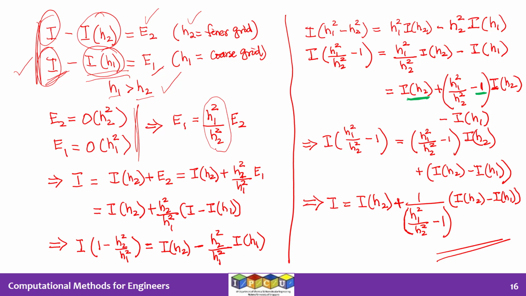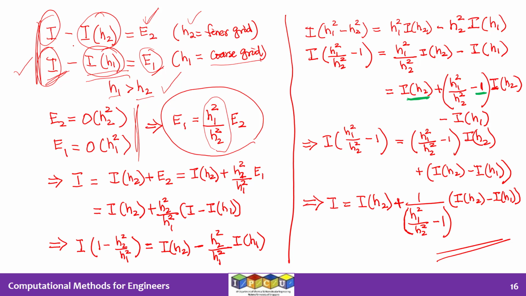And that is also very easily acceptable because E1 is the error with a coarser grid. So E1 is going to be larger than E2. E2 is going to be smaller. Now this one gives you exactly how E1 and E2 are related. So E1 is h1 squared by h2 squared times E2.